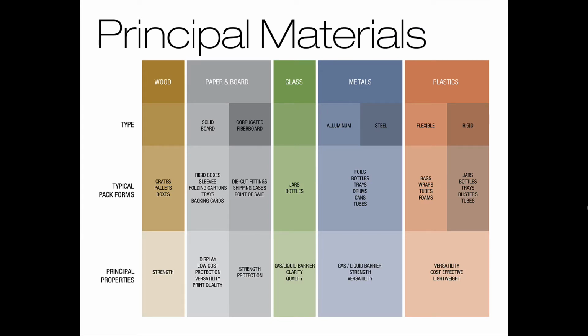Now, talking about materials, these are the five basic categories we talk about: wood, paper and board, cardboard, glass, metals, and plastics. And you can see in this grid the typical pack forms that you guys are familiar with, and also the various properties that are associated with each. Now, some materials work better than others for various products.